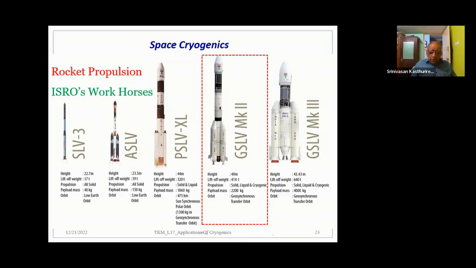Then, of course, GSLV has several models. This is Mark II, and you have a Mark III version. In the Mark III version, the liftoff weight is somewhat increased, and the propulsion is solid, liquid, and cryogenic fuels. The payload mass is about 4,000 kg. It again flies to geosynchronous transfer orbit.